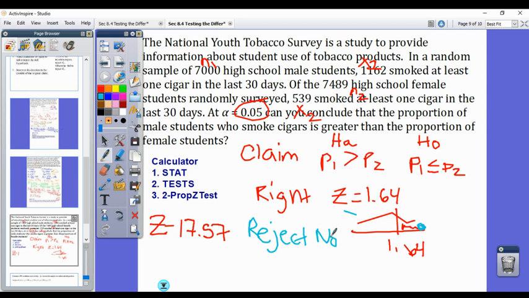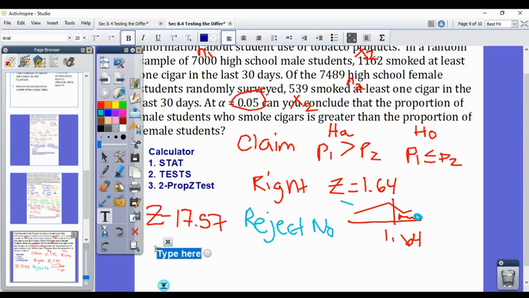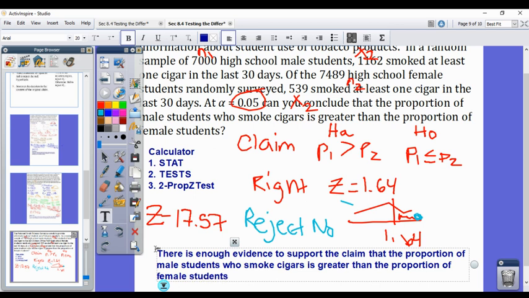Okay, so there is enough evidence to support the claim that the proportion of male students that smoke is greater than the proportion of female students. So let's type that out. There is enough evidence to support the claim that the proportion of male students who smoke cigars is greater than the proportion of female students.